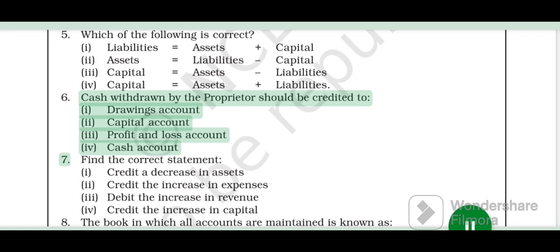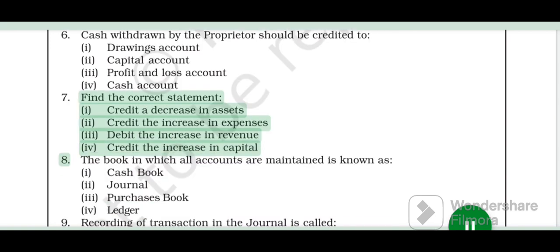IV. Cash account. 7. Find the correct statement. I. Credit a decrease in assets, II. Credit the increase in expenses, III. Debit the increase in revenue, IV. Credit the increase in capital.